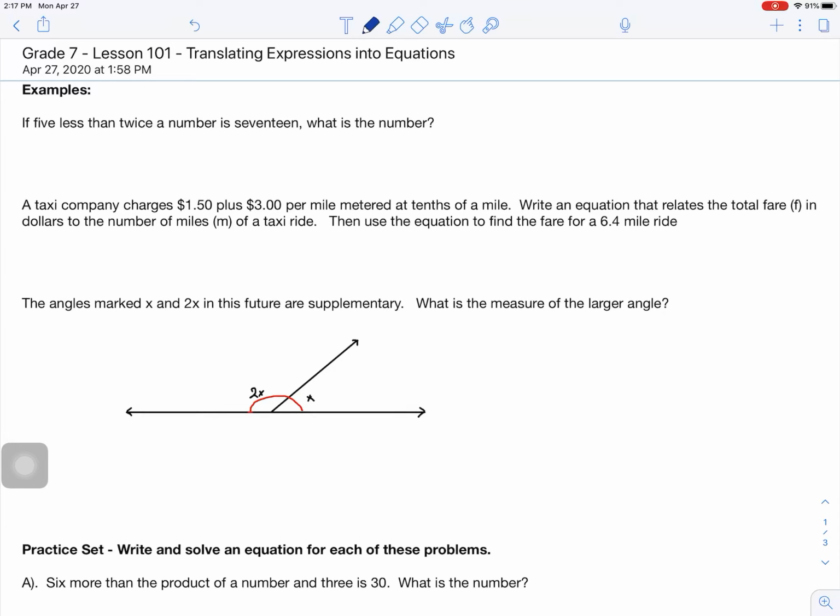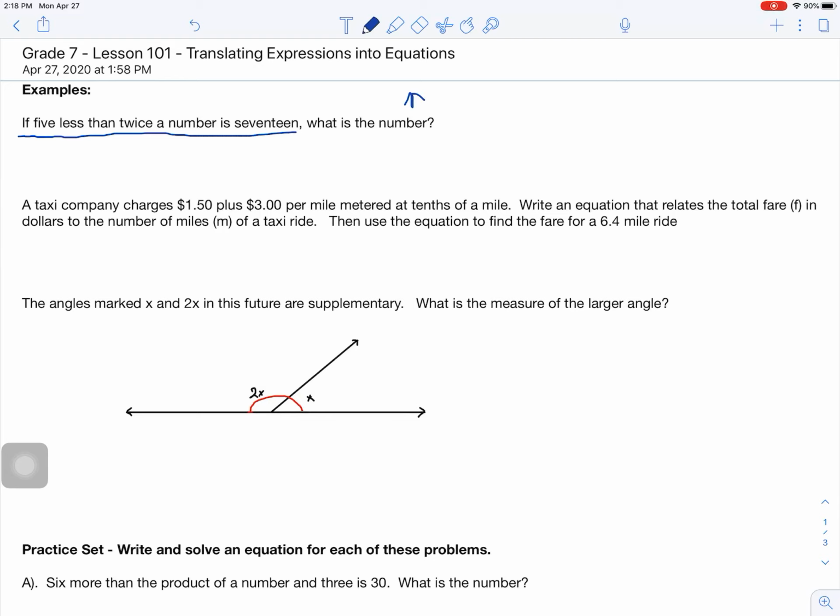All right, grade 7, here we go. We are going to look at translating expressions into equations, using variables and an algebraic equation in order to solve something because you haven't been given all of the information. So if we read these sentences carefully, we can get the information that we need to write an equation.